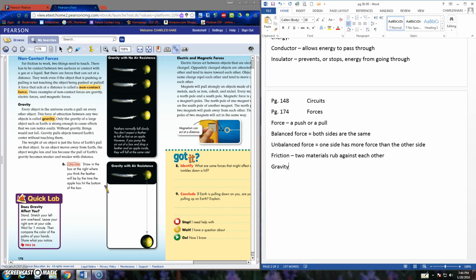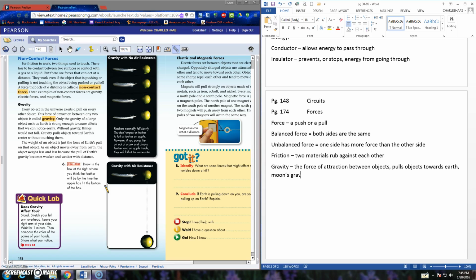oceans. Gravity. Every object in the universe exerts a pull on every other object. This force of attraction between any two objects is called gravity. Only the gravity of a large object such as Earth is strong enough to cause effects that we can notice easily. Without gravity, things would not fall. Gravity pulls objects towards Earth's center without touching them.